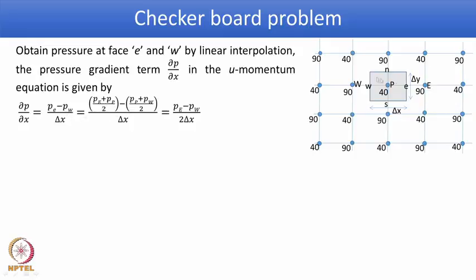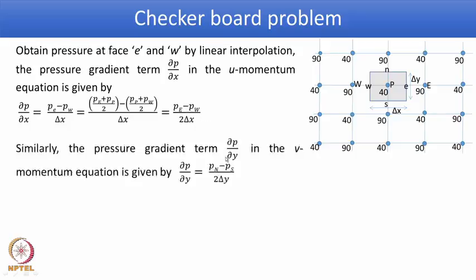Similarly, for P at west face, you take pressure information from node of interest P and west node, linear interpolation is used, and delta x is there. Now, if you look at this overall, you have P_P appearing in both terms with the minus sign in between. So, the P_P term gets cancelled. Finally, you have (P_E - P_W)/(2 delta x).